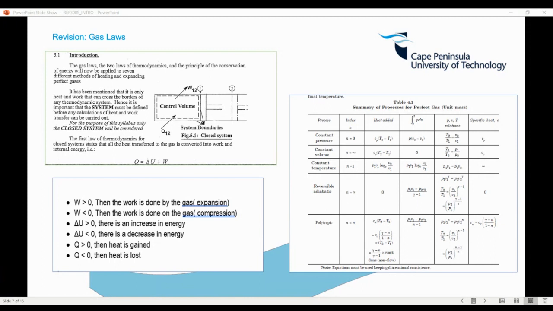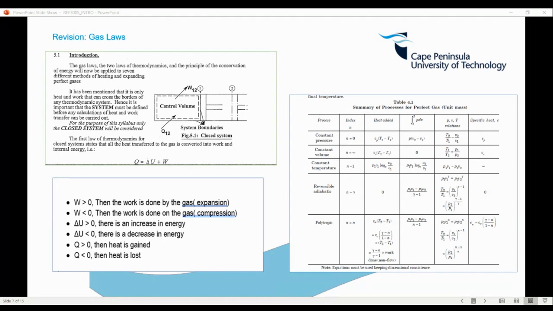Going back to this over here, it's also important to note certain conventions. When work is greater than 0, it's called expanding, and when work is less than 0, it's considered compression. When internal energy is greater than 0, there's an increase in internal energy, and when it's less than 0, it's a decrease. Likewise with heat, whether it's greater than or less than 0, whether it's gained or lost. We're going to go over a few questions on this, so don't worry.